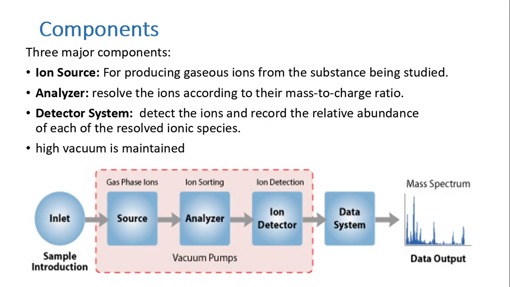Then you can see the image here. Inlet is there, sample introduction, source, gas phase ions, vacuum pumps, analyzer, ion sorting, ion detector, ion detection module, and data system, and the data output, that is the data of the mass spectrum on the computer. So these are the components of mass spectrometry.